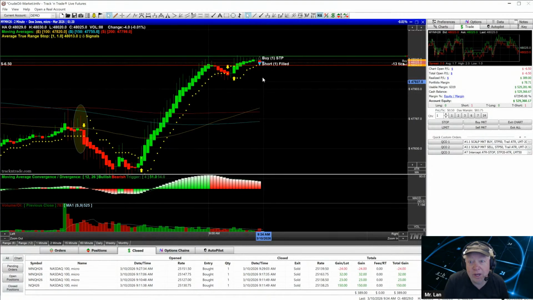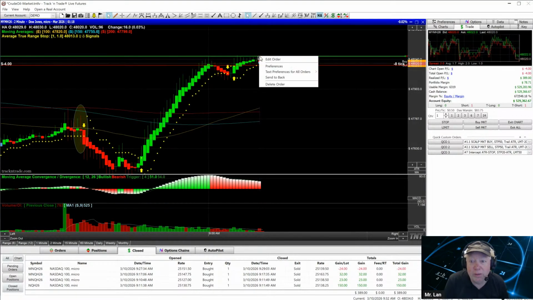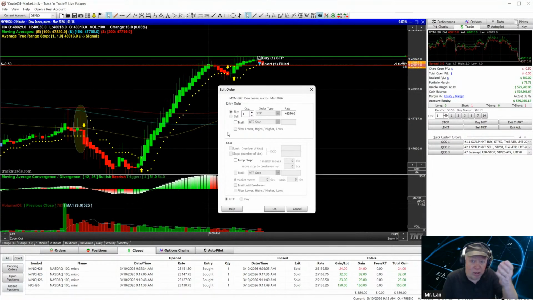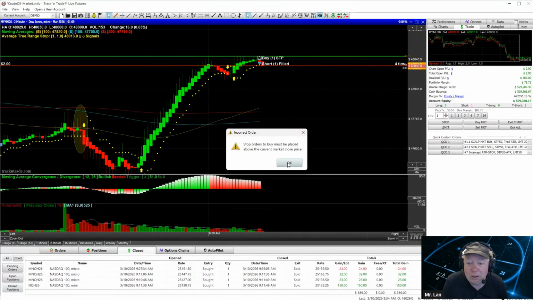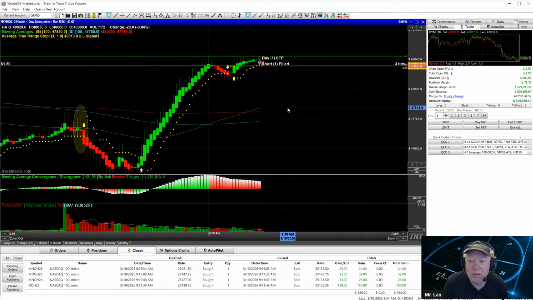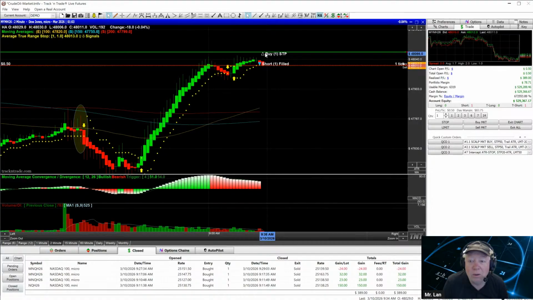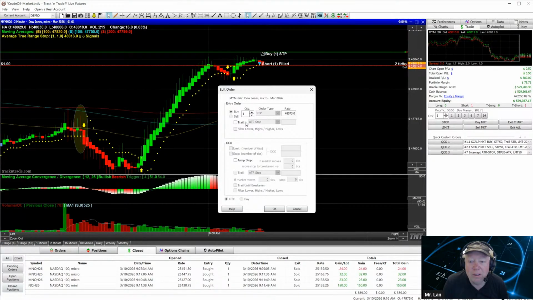Now the dots don't have to flip for you to tell it. So we can come in here and tell it edit, because it's above the market. It knows it's got to wait for the dots to cross. We can say trail ATR, hit OK. Must be placed above the current market price. It is. Our order is placed above. Edit. We're going to trail on the ATR stop.